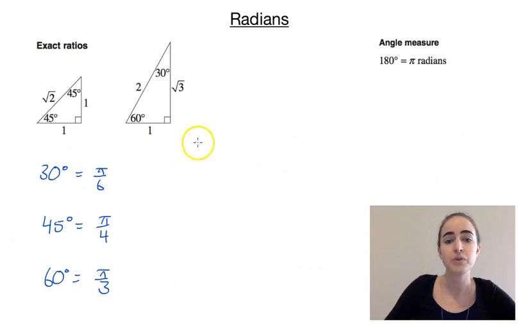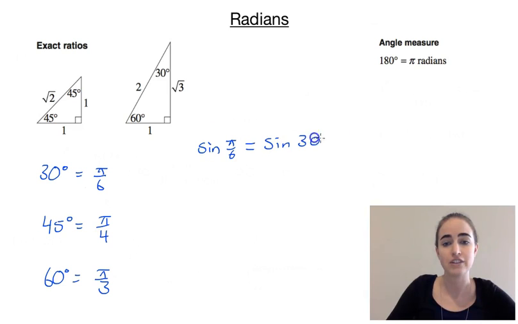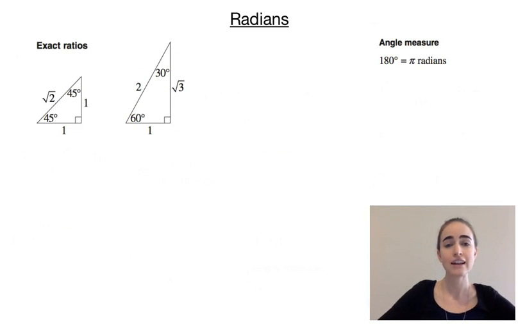So for example, if we were asked to find the value of sine of pi over 6, that would be equivalent to sine of 30 degrees, which we know from our triangle, sine is opposite over hypotenuse, so that would be equal to a half. Let's have a look at another example that involves using related angles.